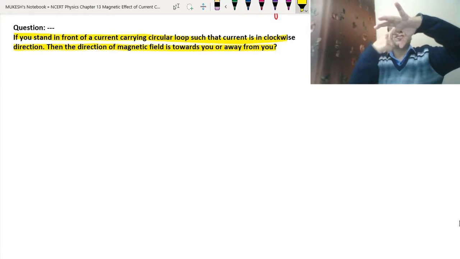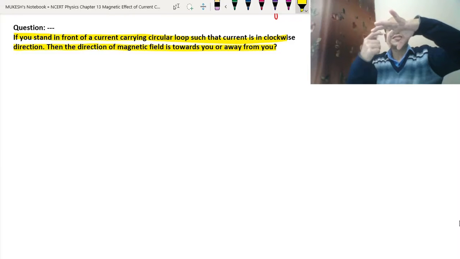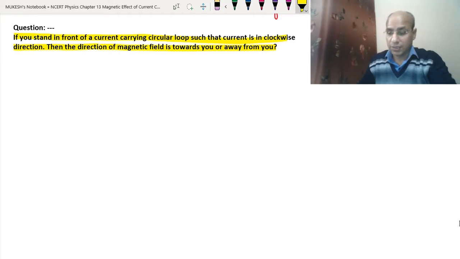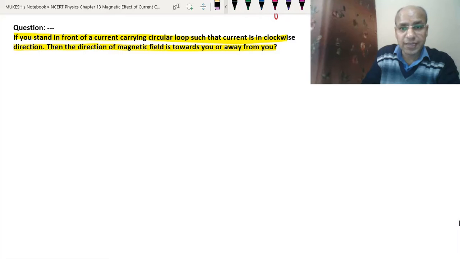The face which I am facing is south pole, then this pole will become the north pole. And as we know that the direction of magnetic field inside the loop is from south to north, and outside the loop it is from north to south. So here they are going like this, and here they are going like this, and in the middle it is going like this. So that means the field is away from me, okay. So now let's write the answer.